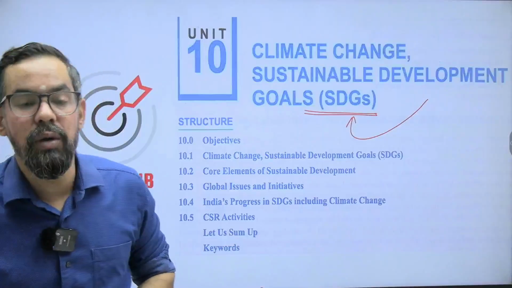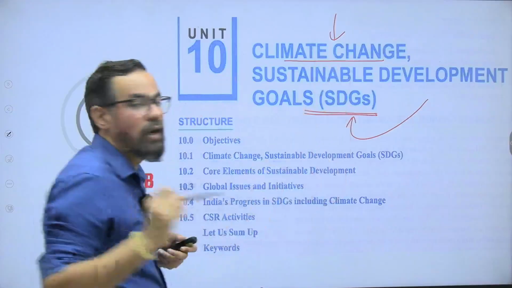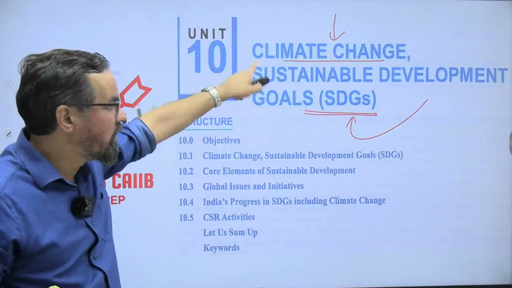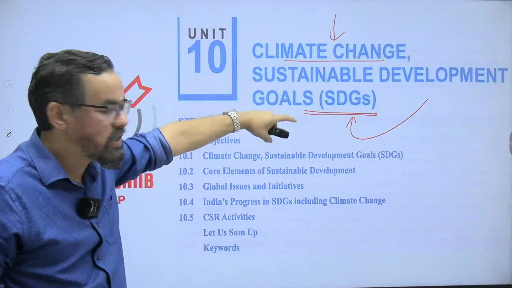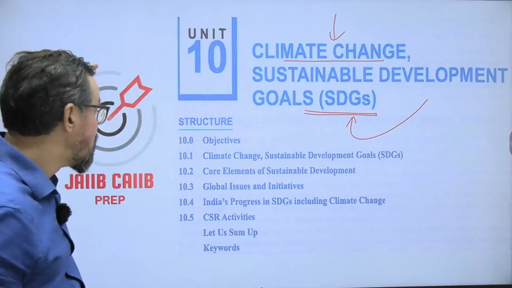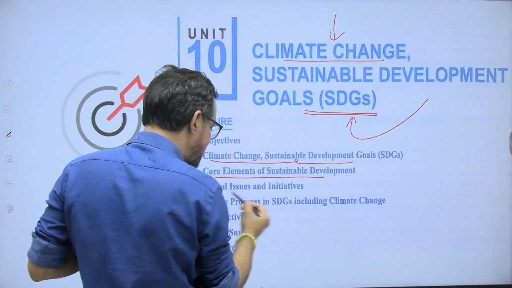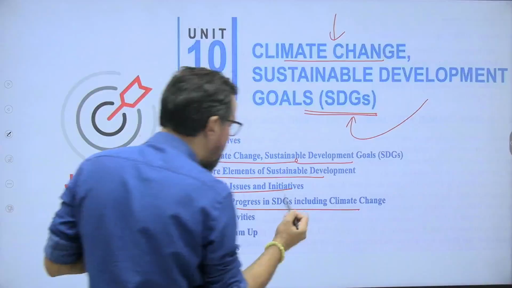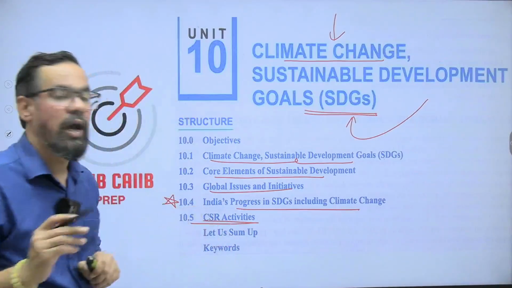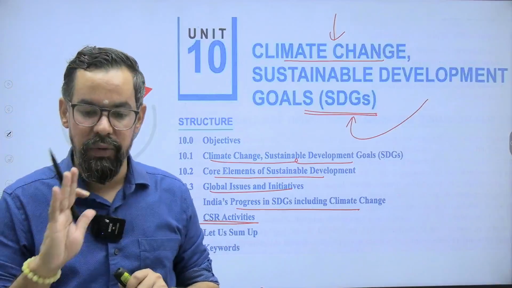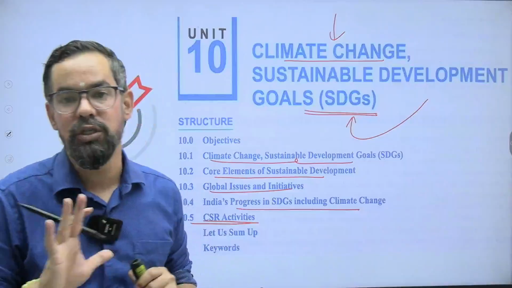Sustainable Development Goals around the targets, like when it comes to climate change, this is part of Goal 13. Goal 13 of SDG is related to climate change. So climate change versus sustainable development, core elements of sustainable development, global issues, India's progress in climate change and CSR activities, again very important. All subtopics of this unit are important, and you can expect 1 mark to 2 marks questions on average based on this.